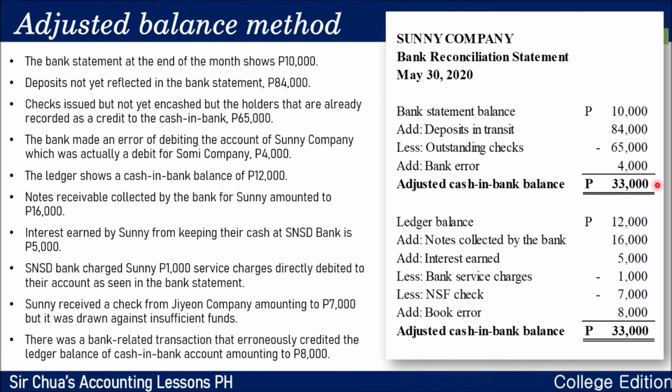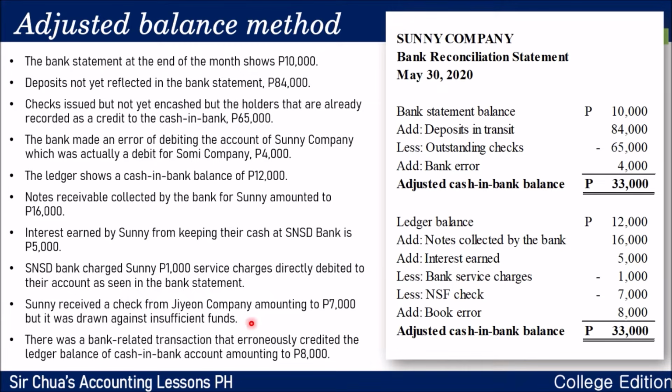Okay. Next po. The ledger shows a cash in bank balance of 12,000. So, ledger balance po, 12,000. Notes receivable collected by the bank for Sunny is 16,000. So, add po natin yung na-receive na note on behalf of the company. And then, interest earned by Sunny from keeping their cash at SNSD Bank is 5,000. So, add po natin yung na-earn na interest na naka-reflect po sa bank statement, 5,000. SNSD Bank charged Sunny 1,000 peso service charges. So, yung service charge po, babawas na natin, 1,000.